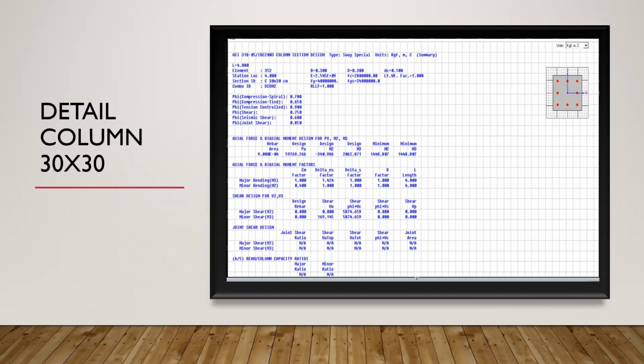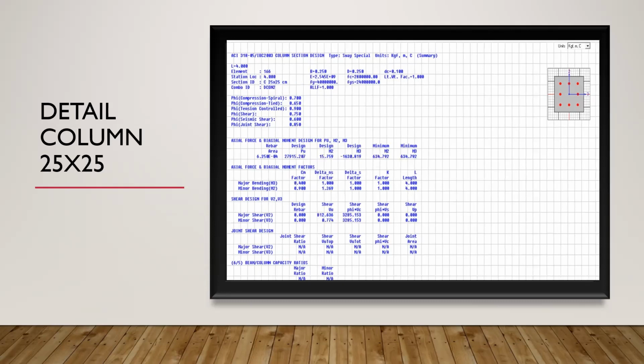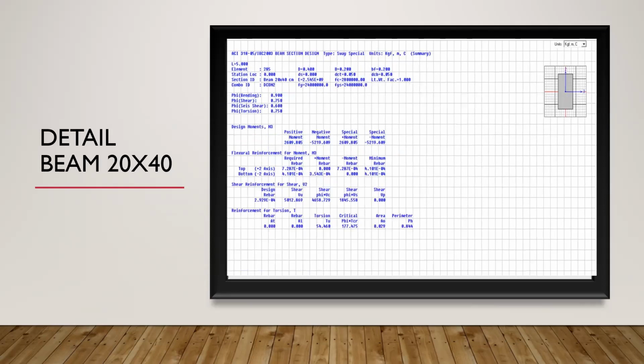And next is the beam. For the beam detail, we choose 20 times 40. The detail shows the negative moment and the positive moment. If you want to know where the negative and positive moments are, you can see it in the bending moment diagram from the previous slide.